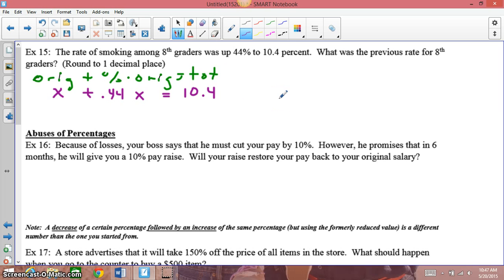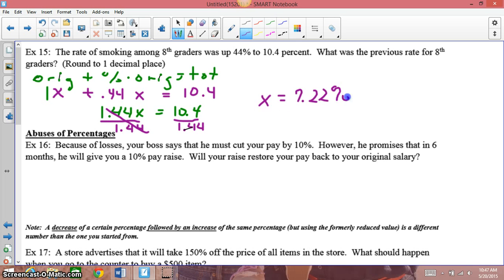Now, if I add these together, in front of that x sitting up here by itself, there's an imaginary 1. So this is like 1 plus 0.44, or like $1 plus 44 cents. Adding those two together, you have 1.44x equals 10.4. Last step, you want to get x all by itself. Always divide by the number beside your letter. So divide by 1.44. Whatever you do to one side, do to the other. It cancels out over here, just leaving you with x. So x equals 7.22%. The original rate of 8th graders who smoked was 7.22%.